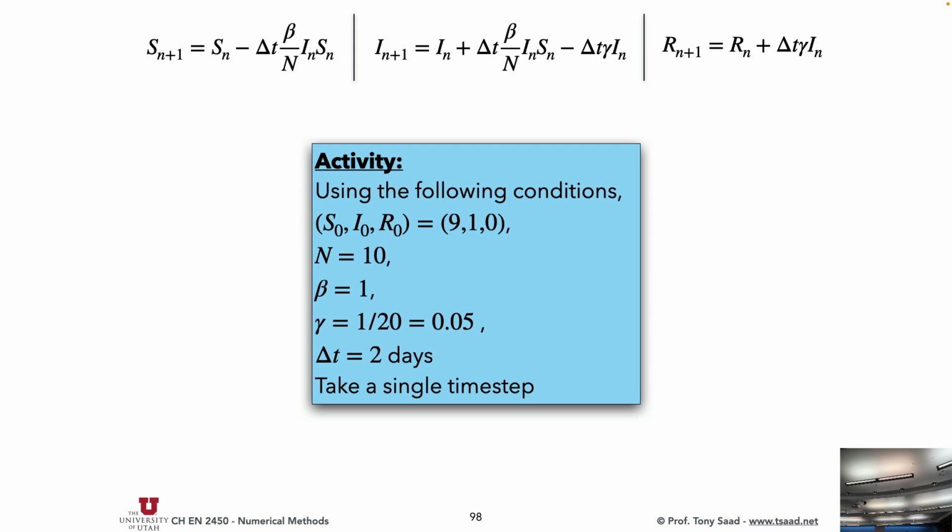So just take a single time step like we did last time with the single ODE. We did 4 or 5 time steps. Right now, you're just going to do a single time step. You have the initial conditions, and you have all the other parameters, beta, N, gamma, and delta t. So now you will get numerical values.